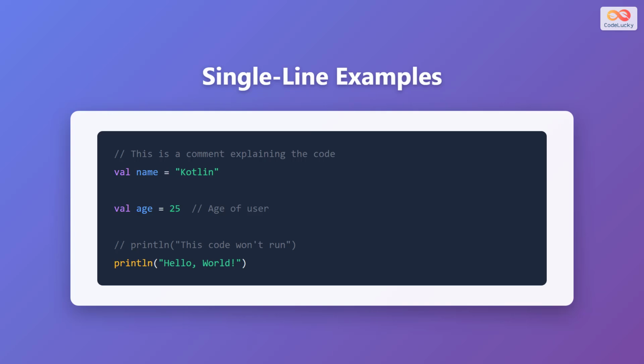Here are some practical examples. You can place a comment above a line of code to explain what it does. You can also add a comment at the end of a line, after your code, to provide additional context. Notice how you can comment out code to prevent it from running, like the println statement here. The code below it will still execute normally.